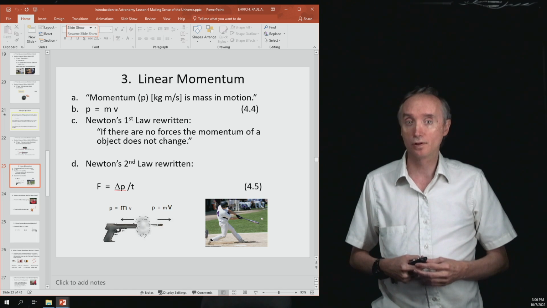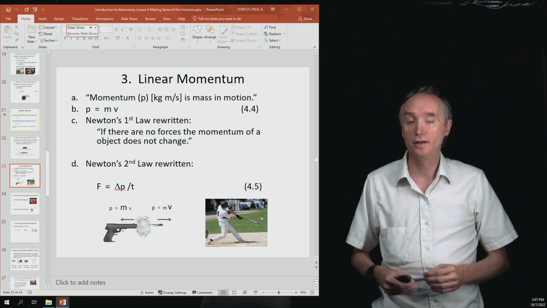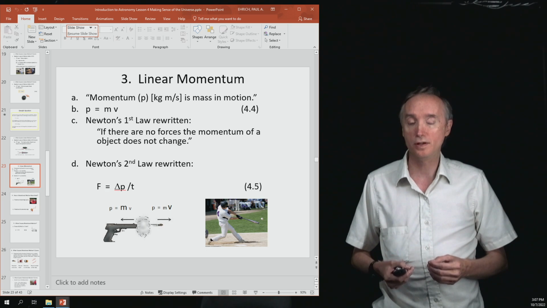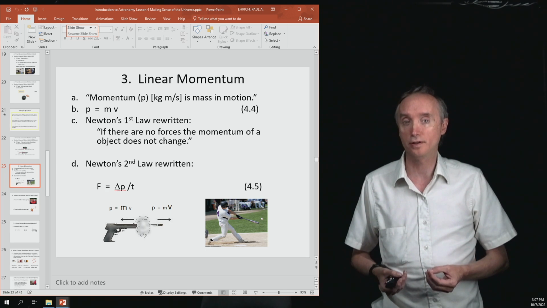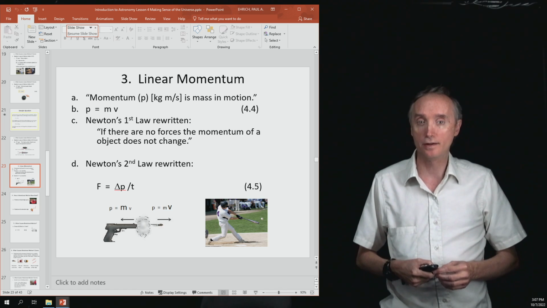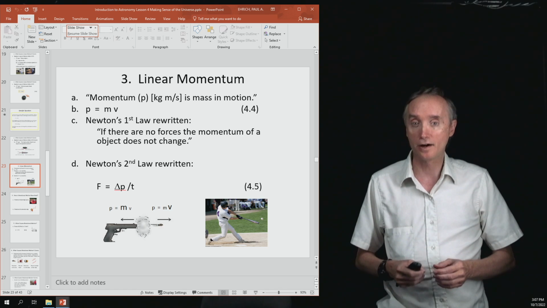His first law of motion would be: if there are no outside forces acting on a system, then the momentum of that system will remain constant. It's not going to change. It's going to be conserved. All three of those mean the same thing. To be conserved means you can't create it and you can't destroy it, and it's not going to be changing. An example of that is the picture at the bottom of the gun firing.